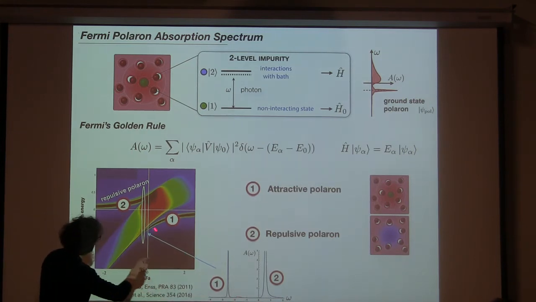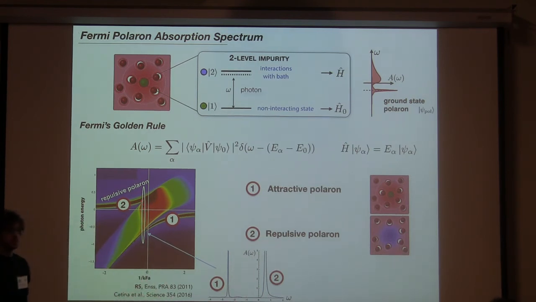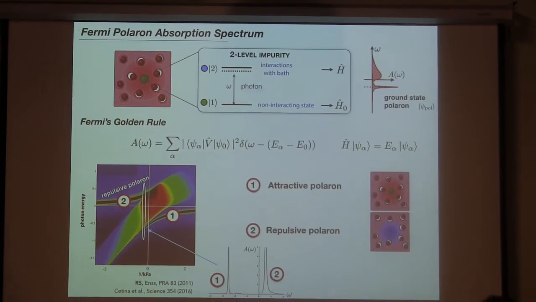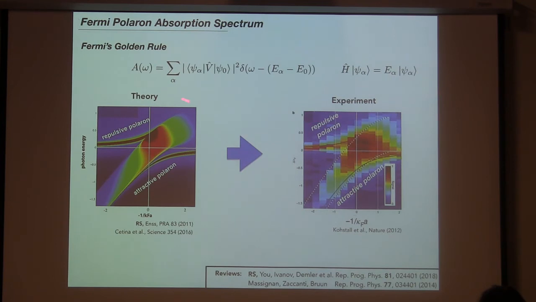There is some incoherent background, which is this thing here, and then a new peak here, which is the repulsive Fermi polaron, which is the good excited state. All right. And so the take-home message is that with rather simple methods, one can actually, even in a strong coupling regime, describe rather well experimental results.